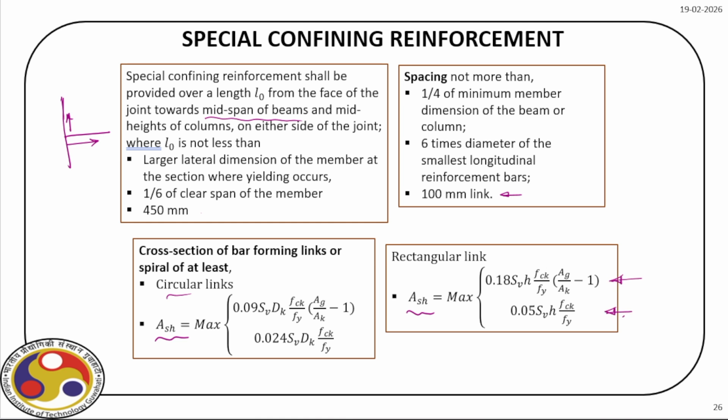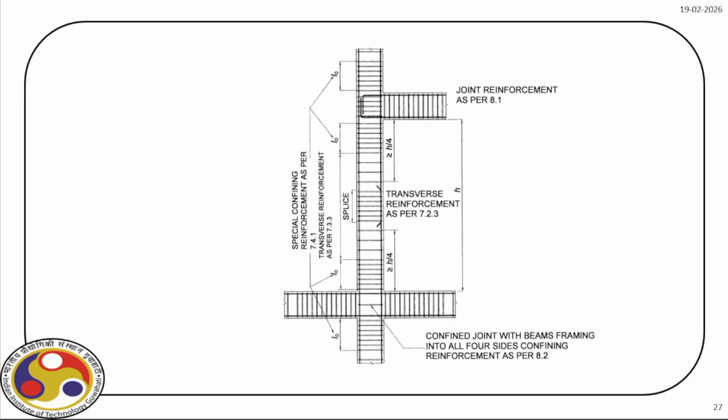Okay, now let us see the detailing. Here you can see the detailing of beam column joints, and here you can see a confined joint with beams framing into all four sides, with confining reinforcement. So here you can see this is extremely important.